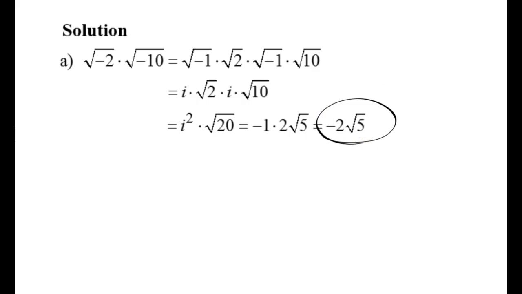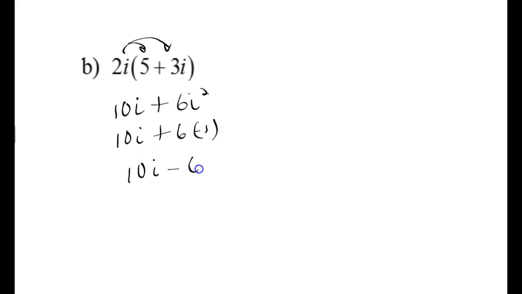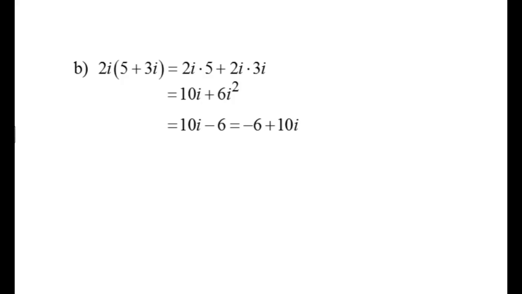Let's distribute. This is going to be 10i plus 6i squared, but remember, i squared is really negative 1, so the final answer is 10i minus 6. Or put it in the form a plus bi, probably even better.